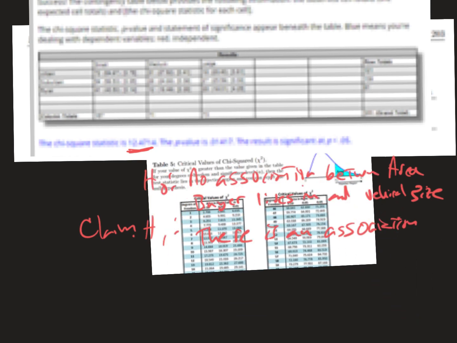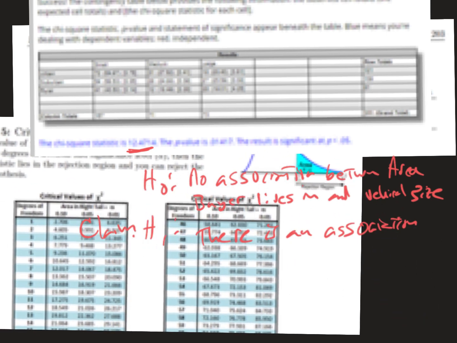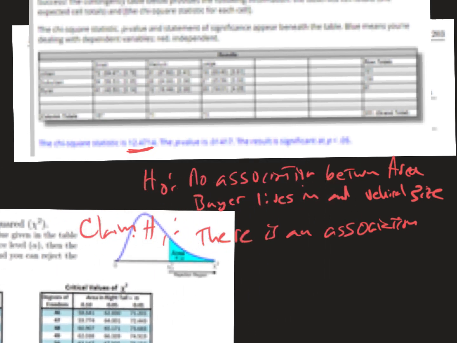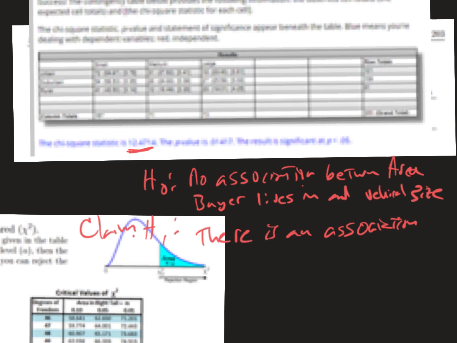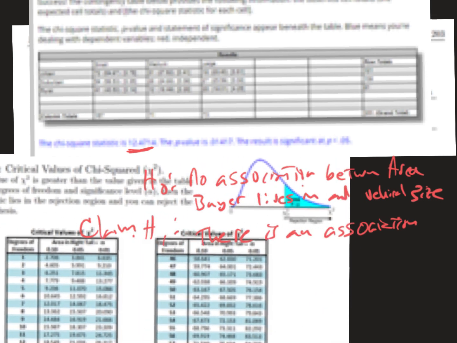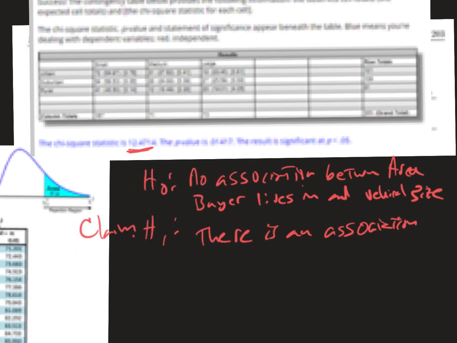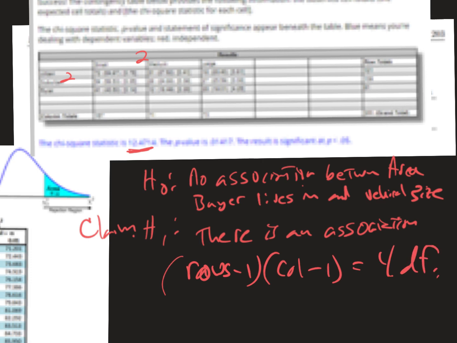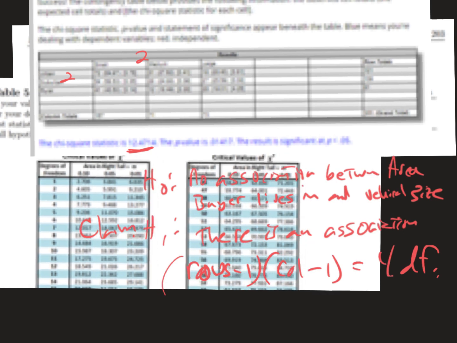Well, the chi-square distribution is not normal, but we're going to see how it's a right-skewed distribution. But that chi-square value right here, see how that's a rejection region? The way you get the degrees of freedom with these two-way tables is you take your number of rows minus 1 and your number of columns minus 1, and you multiply them. So in this case, it'll be 2 by 2. So we have 4 degrees of freedom here.